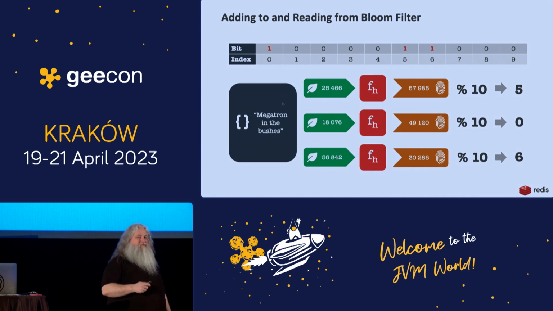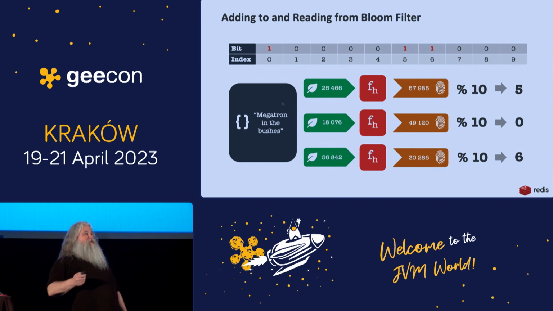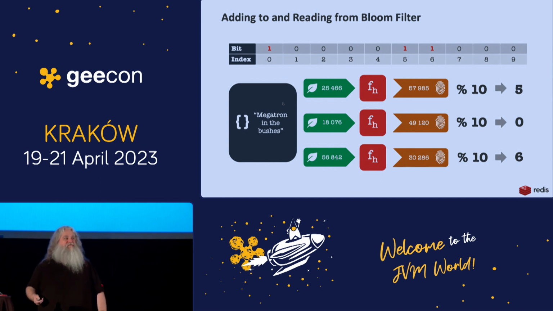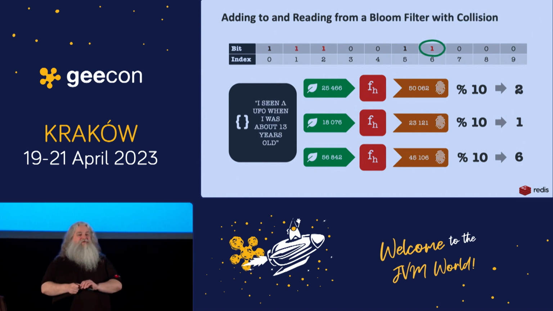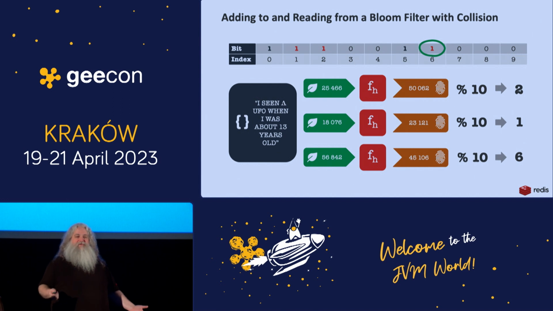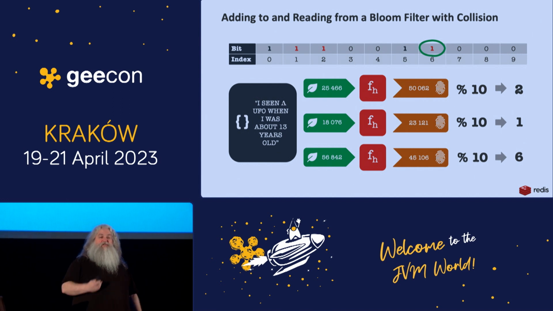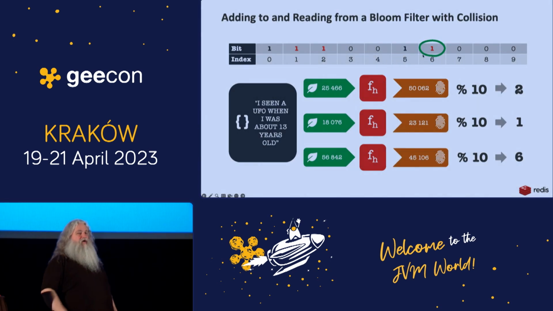But the reason it says probably is because, as you might imagine, you could come up with other ways to get this same combination of indices. So here's another one. We add a second value to the Bloom filter: "I seen a UFO when I was about 13 years old." The grammar and capitalization are directly from the encounter report. So this gives us similar values. It gives us different indices, but we have a collision. Number 6 here, right? It's already set to 1.